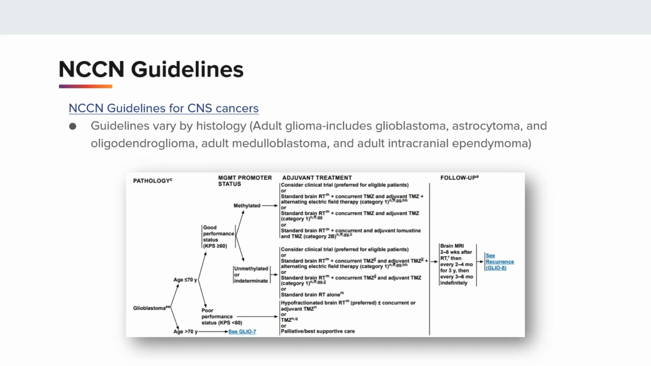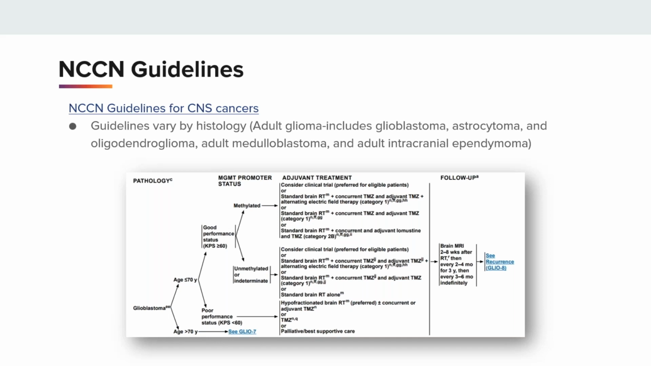Treatment for brain cancers usually involves resection and some form of adjuvant radiation, chemo, or a combination of both. Often, if biomarkers are involved, such as MGMT or methylation, the treatment can vary. Guidelines can also vary by histology, so adult glioma includes glioblastoma, astrocytoma, and oligodendroglioma, adult medulloblastoma, and adult intracranial ependymoma.